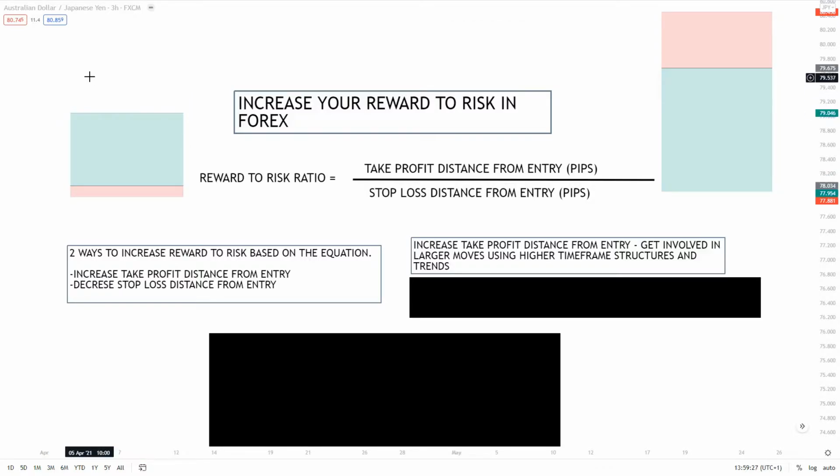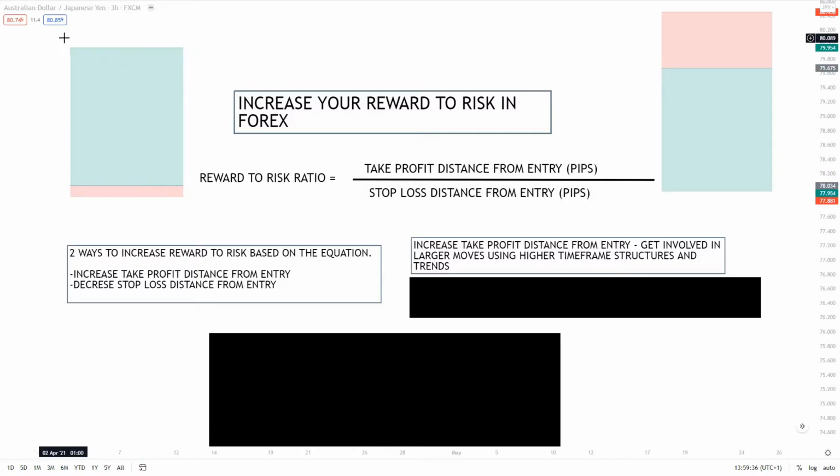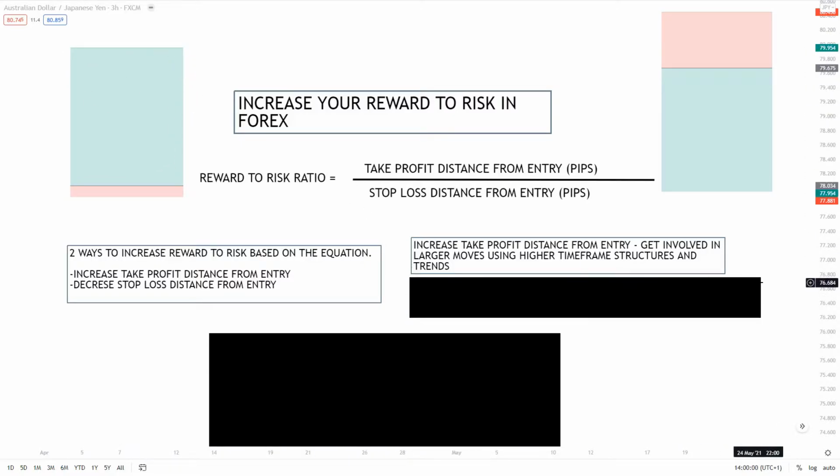But if you're trading based on the daily time frame and you're looking at following the daily trend or an impulse to the high on the daily, then 100 pips might not be too much, and you could even get several hundred pips. So to get involved in larger moves and therefore increase the take profit distance from the entry, you need to be looking at getting involved using higher time frame structures and trends. You really need to be looking at getting involved in higher time frame moves because typically they're much bigger than the lower time frame moves.